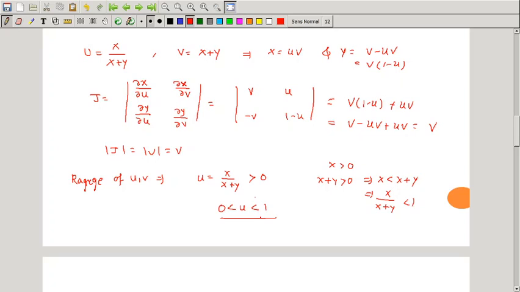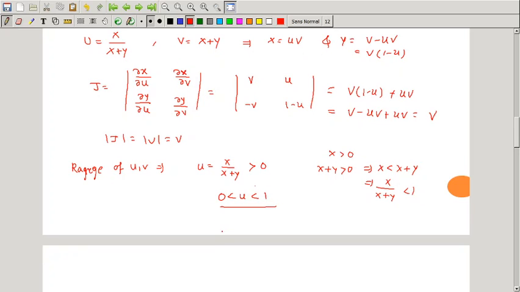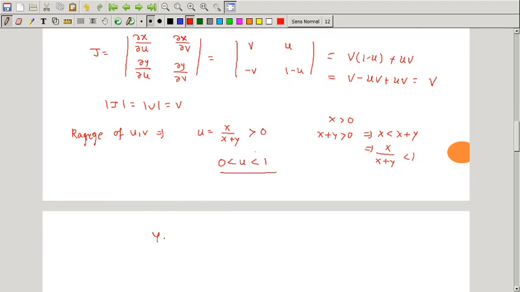But what about Y? Y is V into 1 minus U, and this quantity is greater than 0. That means we can write it as V minus UV is greater than 0. So V is greater than U into V.